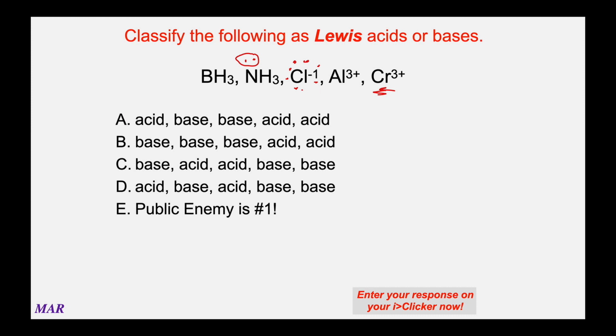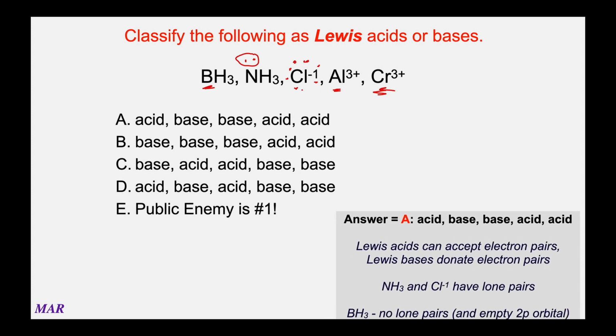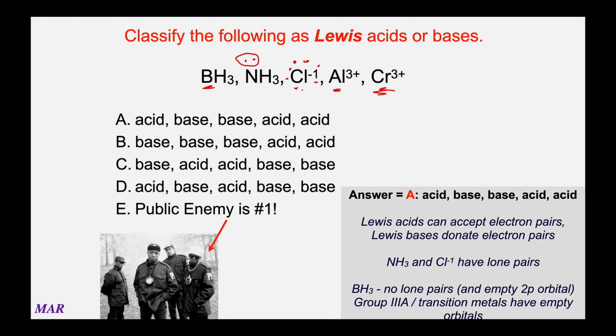The other category is the group 3A twisted metals, as I've been calling them since Chem 221. That's an unofficial name, of course, but twisted metals usually have an empty p orbital that you can shove electron density into. So things like boron, aluminum, and gallium are going to be great Lewis acids as well. So in this category, I would go acid for BH3, base for NH3 and chloride, and then acid for aluminum and chromium. I think the answer is going to be A. Acid, base, base, acid, acid.